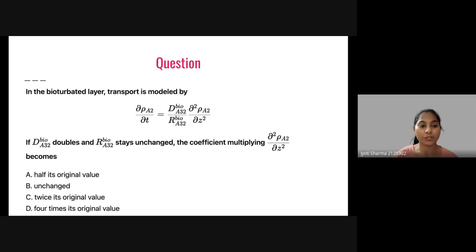Okay, so the next question is, in the bioturbated layer, transport is modeled by this equation. I have given this equation. If this D bio A32 doubles and R bio A32 stays unchanged, the coefficient multiplying the partial differential term, rho A2 by Z square, will become what?